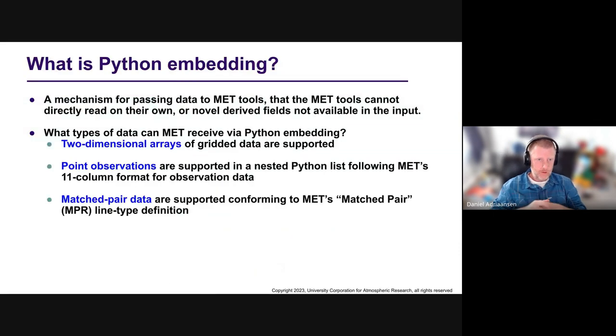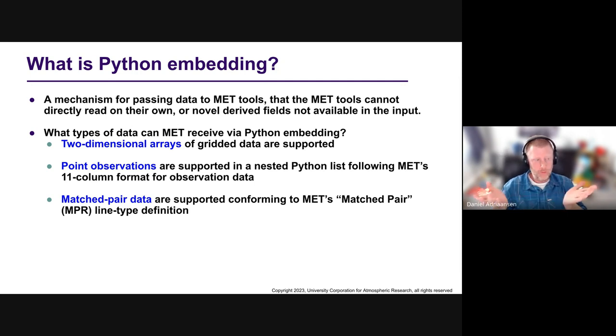So just a little bit of background about what we mean when we say Python embedding. Python embedding was developed, I think, around MET version 8.0 or so, at the very first instantiation of it. And initially, it was designed as a mechanism for passing data to the MET tools. This is typically data that the MET tools can't directly read on their own. So most of you on the call probably are familiar that MET requires CF-compliant NetCDF, MET-style NetCDF, GRIB or GRIB2 input, and a few other file formats.